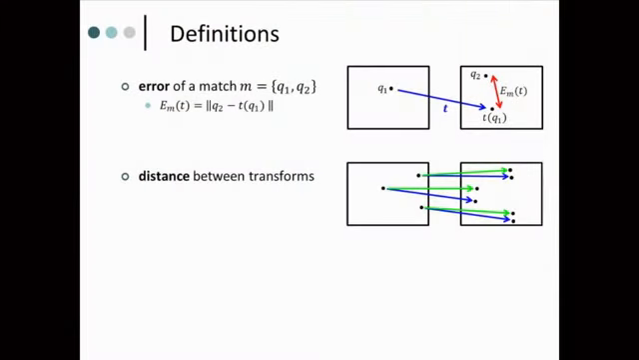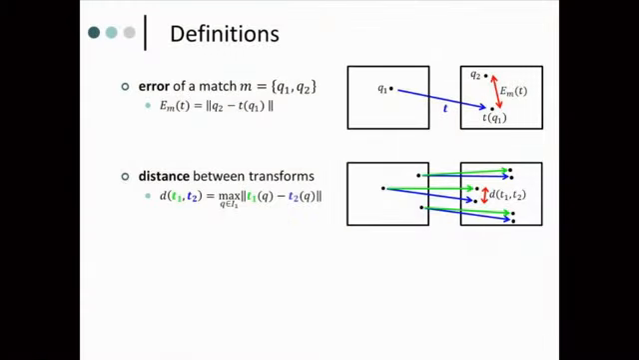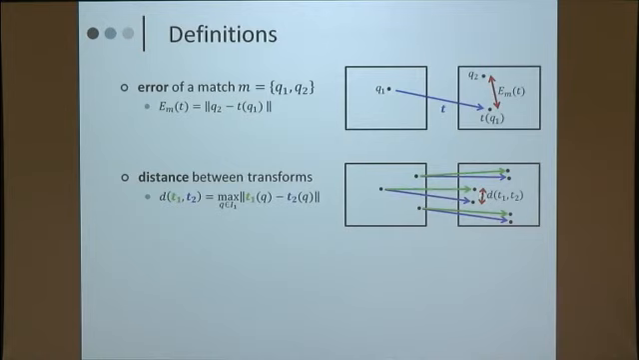Because we're now going to sample the space of transformations, the space of homographies, we need to define a distance between homographies or transformations. What we use is this L infinity kind of distance, where if we have transformations T1 and T2, we go over all the points in image 1, and the distance is the maximal difference in the target locations in image 2. Okay, so this is an L infinity kind of distance between transformations.